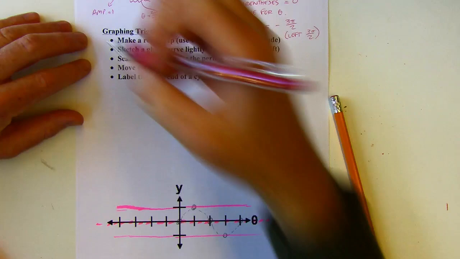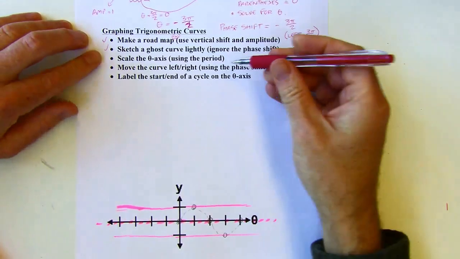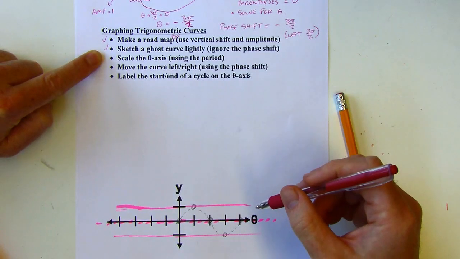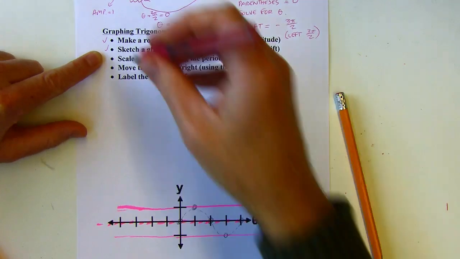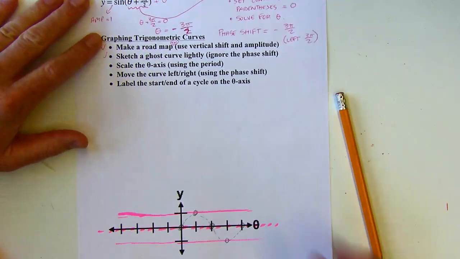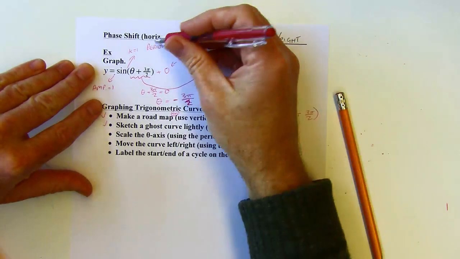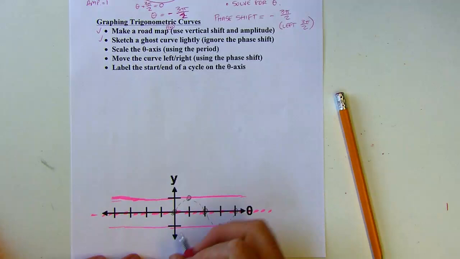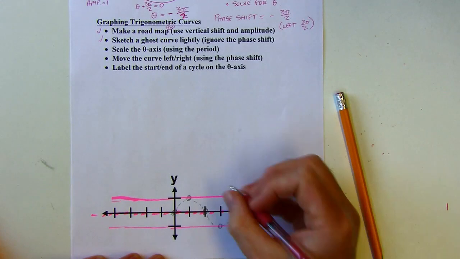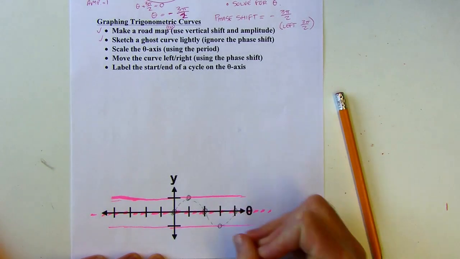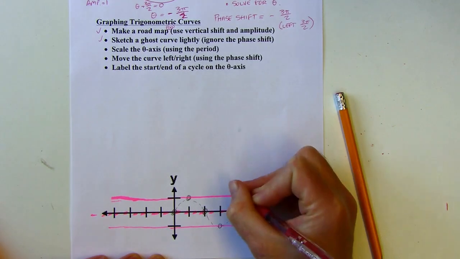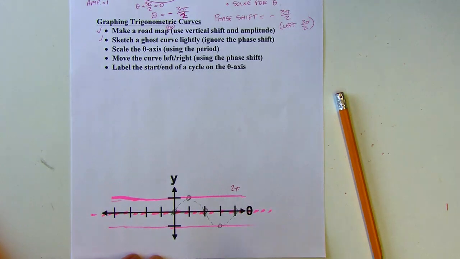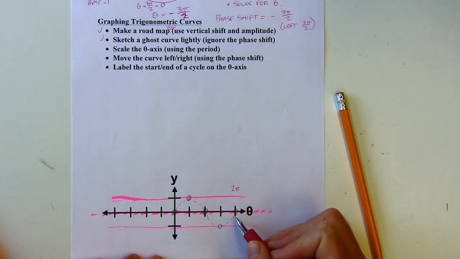Okay, so just going down these steps here. Now I'm going to scale the theta axis using the ghost. Okay, so here's where the period comes in. So my period for this one was 2 pi, right? So that means that's the length of one cycle. So, using this ghost, I know this fourth tick is going to be 2 pi. I'm going to put that outside the roadmap so it doesn't get in the way of any points I'm drawing, okay? But that's that fourth point, okay?